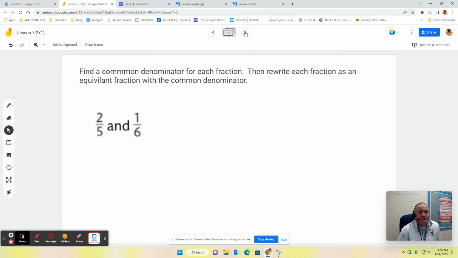So I need to find a common denominator for each fraction, and then I'm going to rewrite each fraction as an equivalent fraction. So if I look at 2/5 and 1/6, I'm going to write those two fractions down. 2/5, 1/6. I look at my denominators. Can 5 go into 6? The answer to that is no. That means I have to make a T-chart.